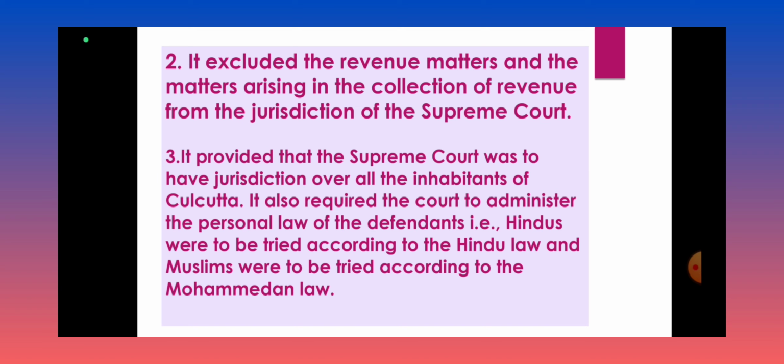It provided that the Supreme Court was to have jurisdiction over all the inhabitants of Calcutta. It also required the court to administer the personal law of defendants. Means Hindus were to be tried according to the Hindu law and the Muslims were to be tried according to the Mohammedan law.